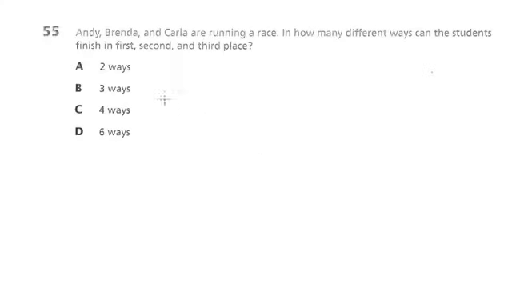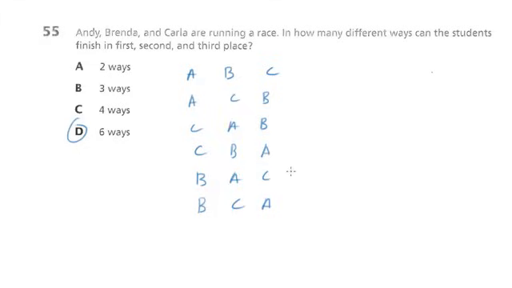Okay, 55. These three people are running in a race: Andy, Brenda, and Carla. In how many different ways can the students finish first, second, and third? Well, we could go on to write a list: ABC, and then ACB, and then CAB, and then CBA, and then BAC, and BCA, and that's it. So there's 6 different ways. So we just did this by writing a list.